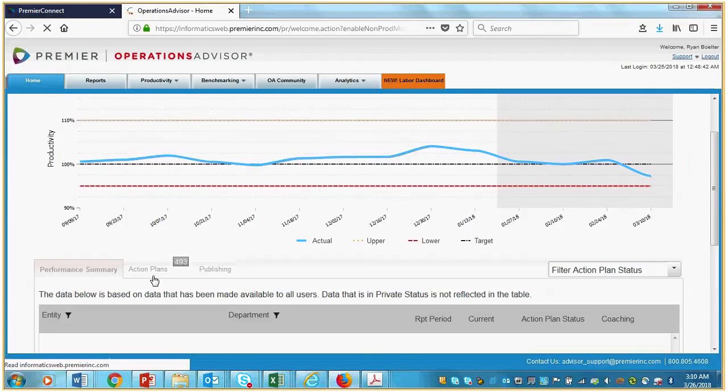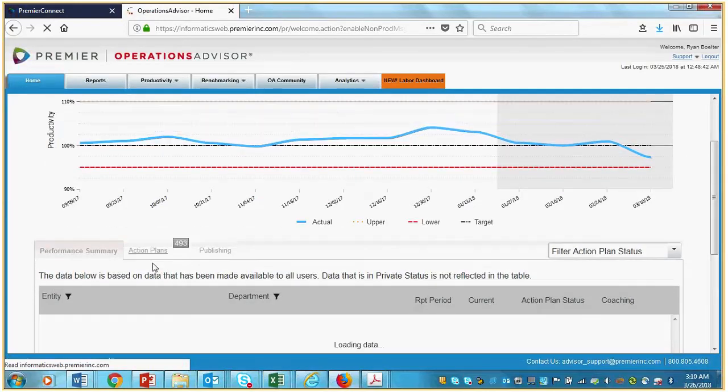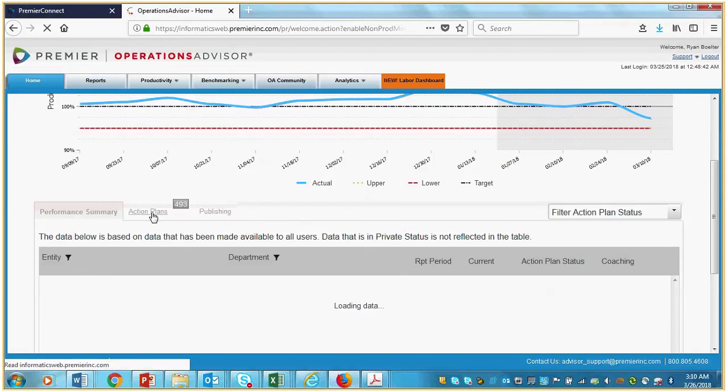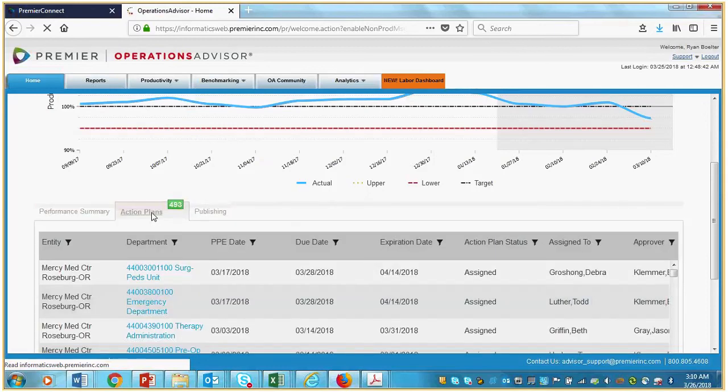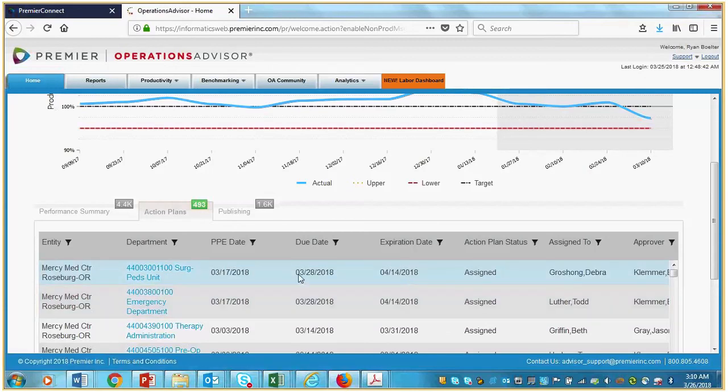I'm going to go to the action plans at this point. So action plans are right here in the middle. If you had an action plan due, you would know because you received an email alerting you. Your DPR report would say it in the top left corner, this department is on an action plan. Or you can just log in here, and if you see your department in this list, then there's an active action plan, meaning it hasn't expired and it's not fully approved.